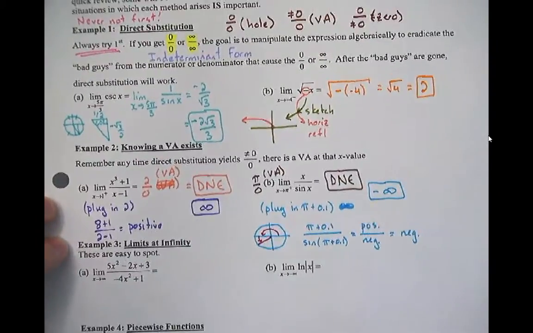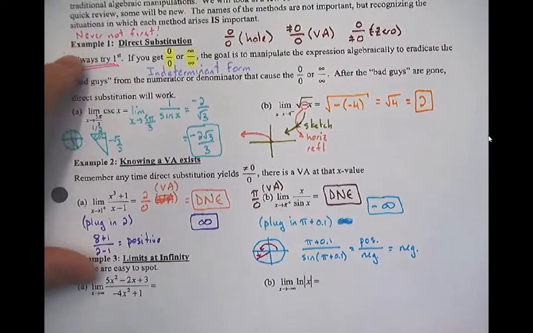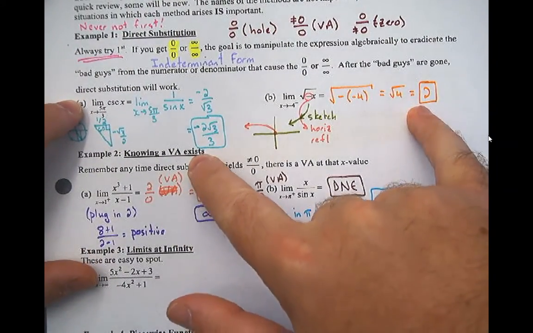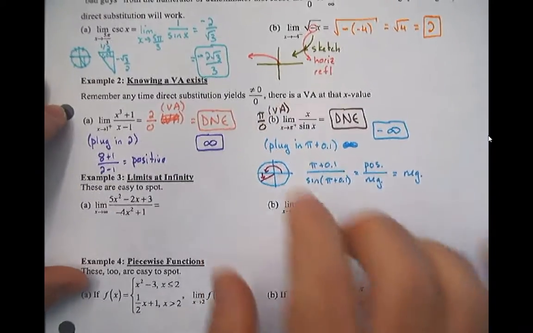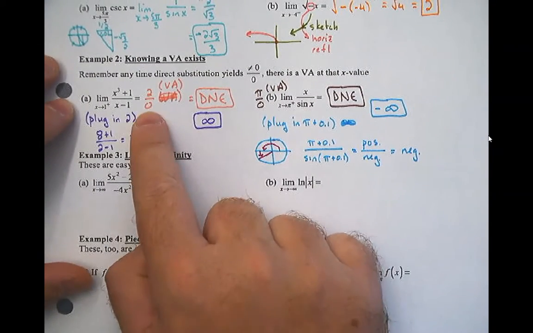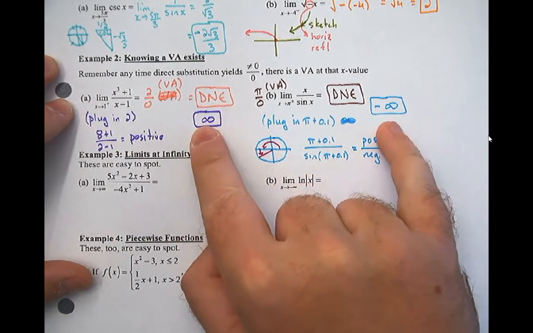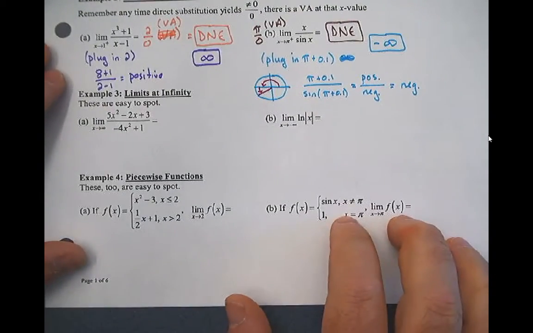Okay, so step back again. What's never not first? Always direct substitute, because that's going to give you a hint. Sometimes it works out. Yay, life is good, problem done. Sometimes we get a 0 on the bottom and a non-zero on the top. That's just DNE if it's free response, or the infinities if it's a multiple choice.